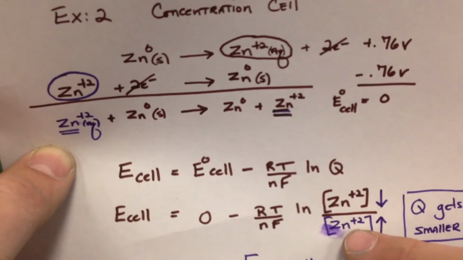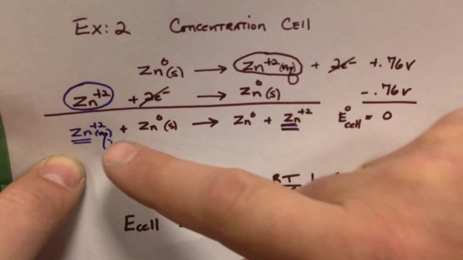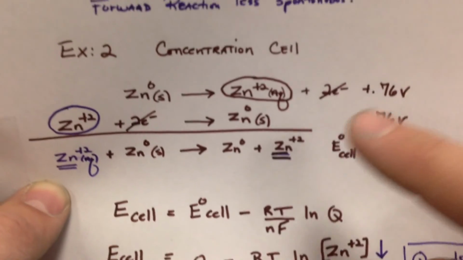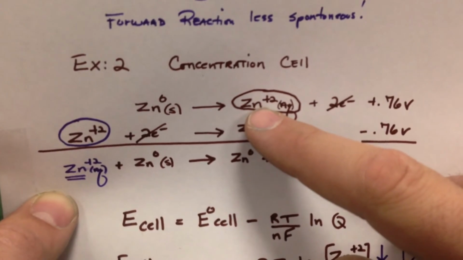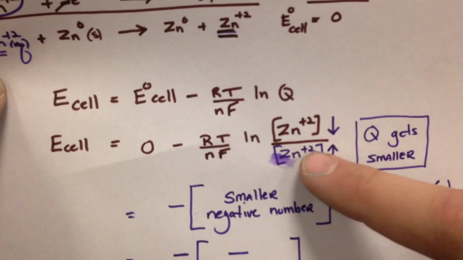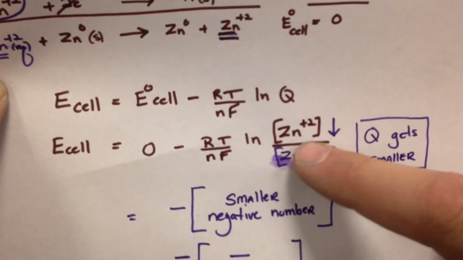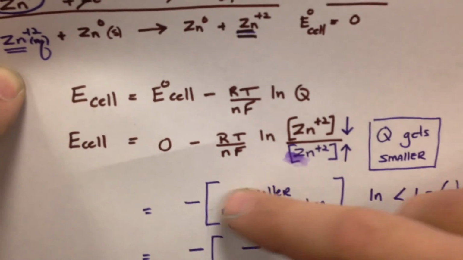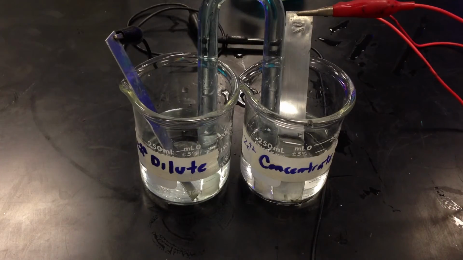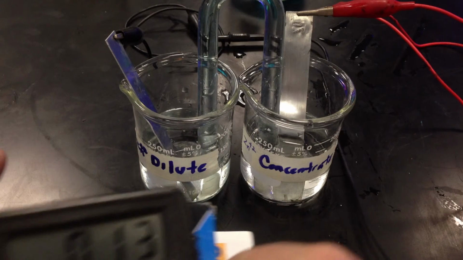So I'm increasing the concentration of the zinc plus 2 in the cathode region, and I'm decreasing the concentration of the zinc plus 2 in the product or the anode, and that creates a differential or some number that's smaller than 1, makes this a negative number times this negative, and I add a positive value to 0, and that's how I get positive volts.